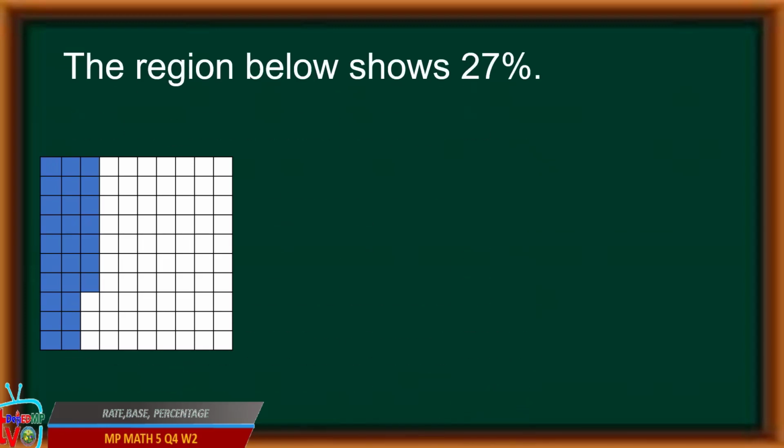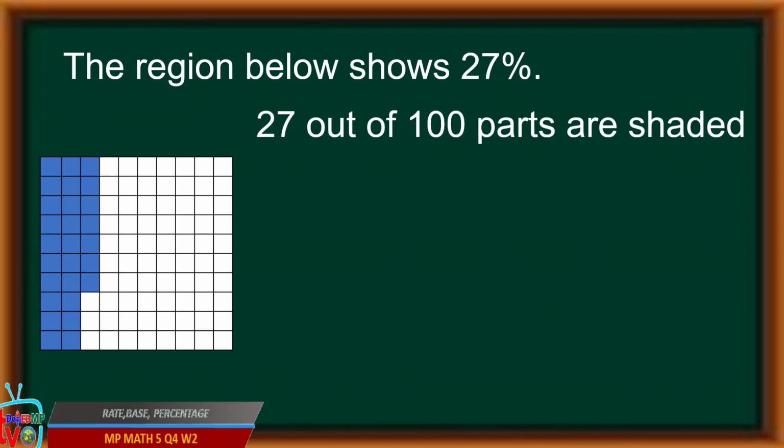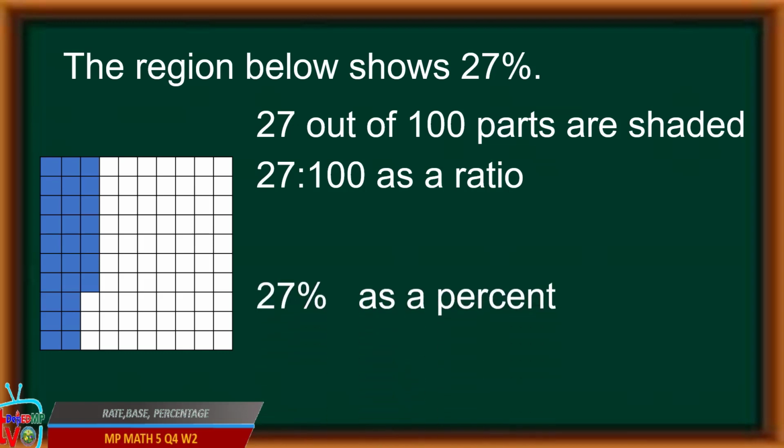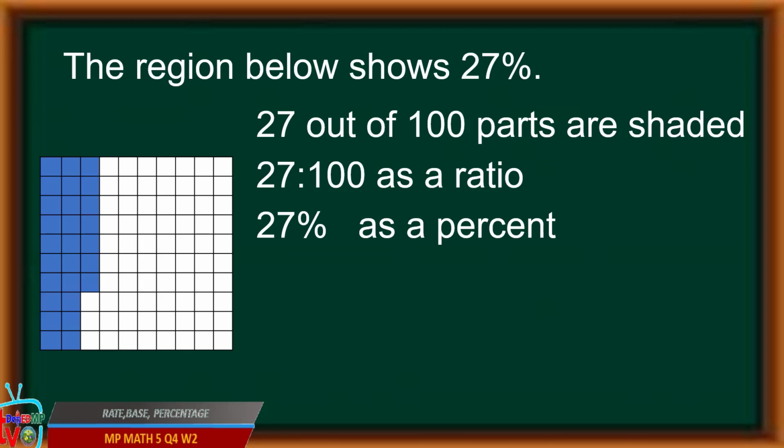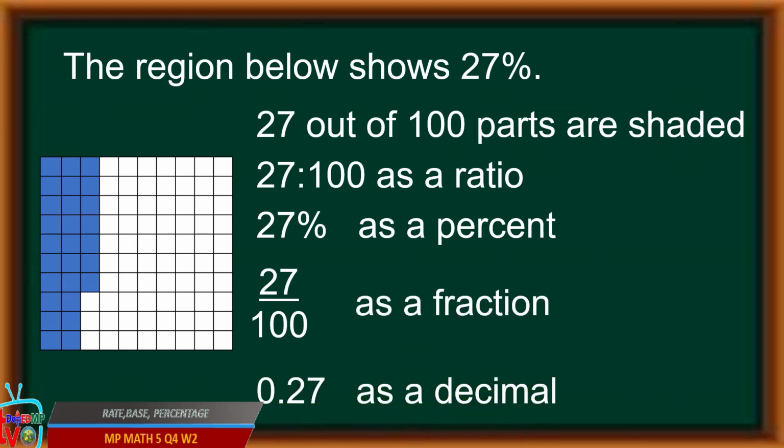The region below shows 27%. 27 out of 100 parts are shaded. 27:100 as a ratio, 27% as a percent, 27/100 as a fraction, and 27 hundredths as a decimal.